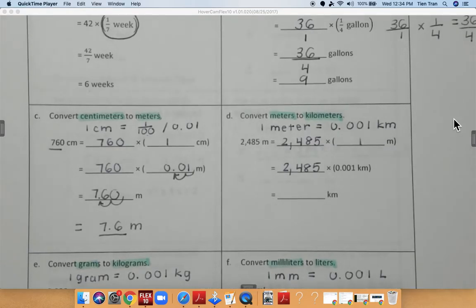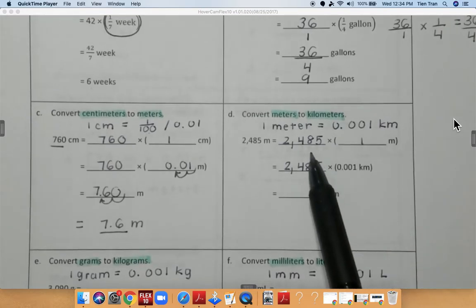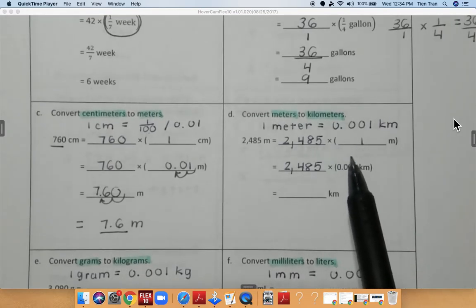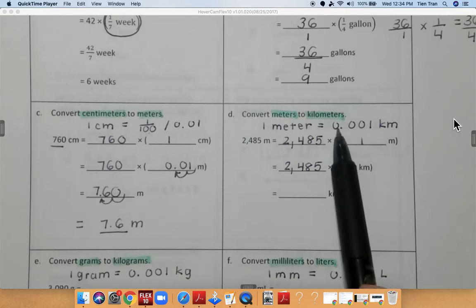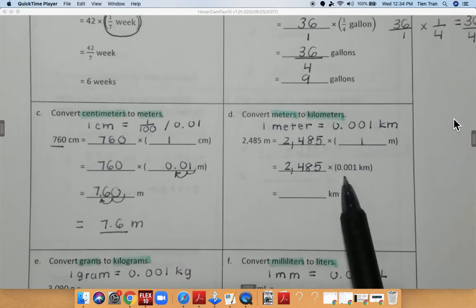Sorry, I said that wrong. A kilometer is much, much larger than a meter. So it would take meters many, many times in order to get a kilometer. So 0.001 is what you're multiplying times.